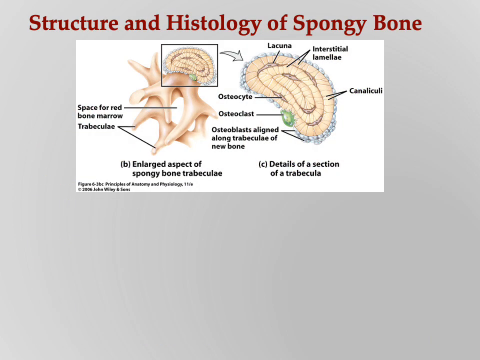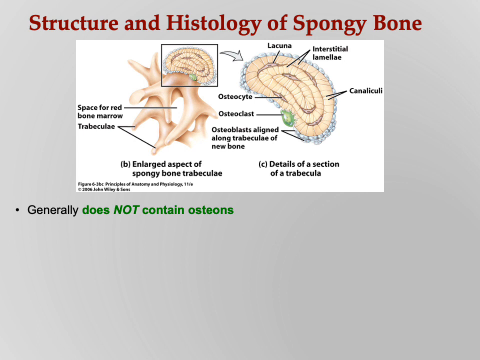Now, that was compact bone. Let's take a look at spongy bone. In many ways, it's very, very similar, but there's also a big difference here. So it generally does not contain osteons. So look at the upper right there. You can see there you've got spongy bone.